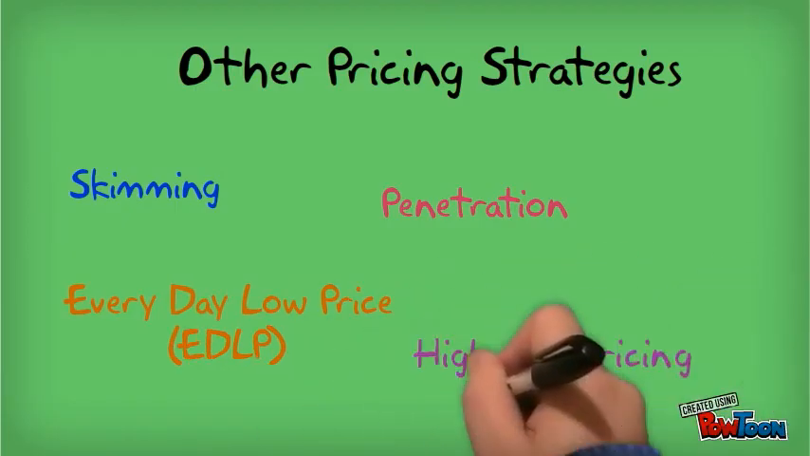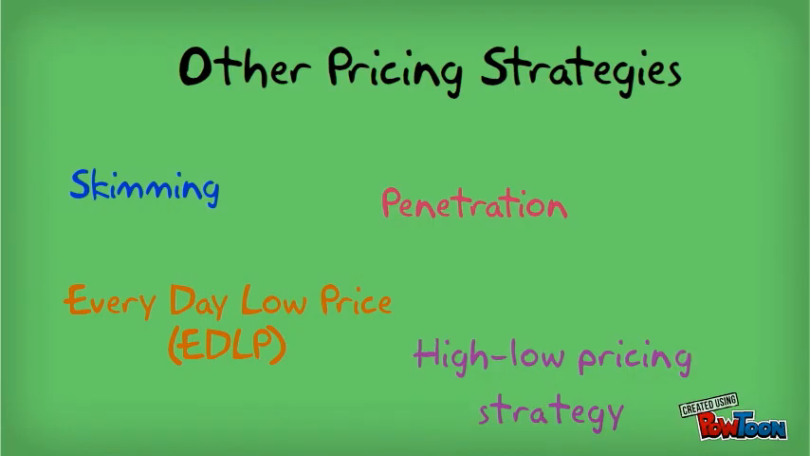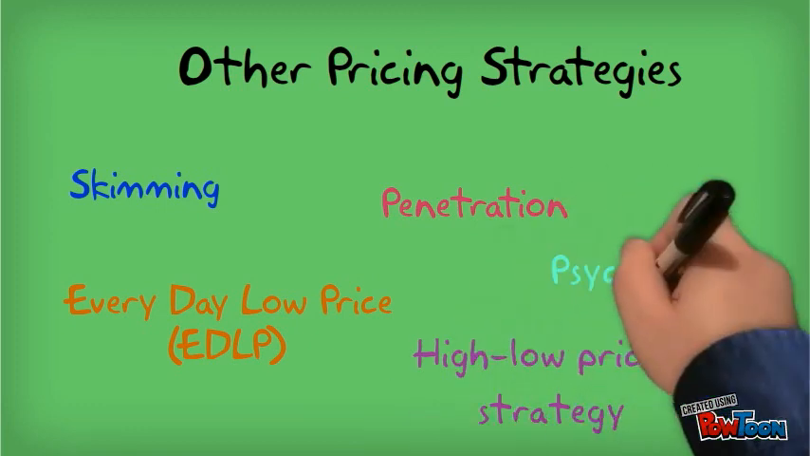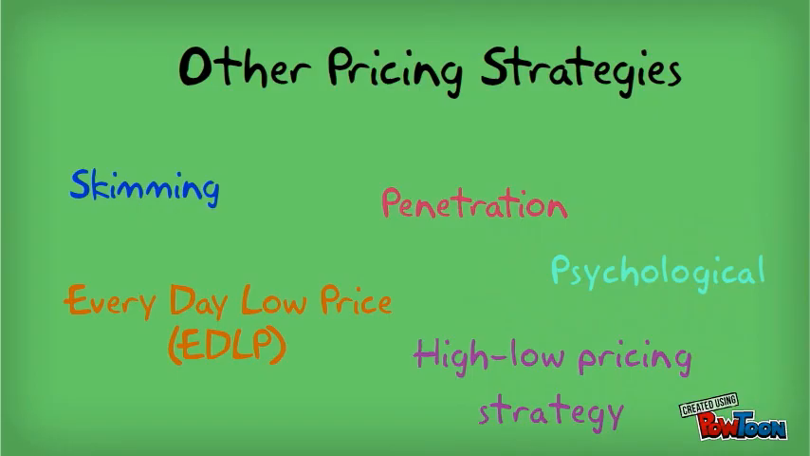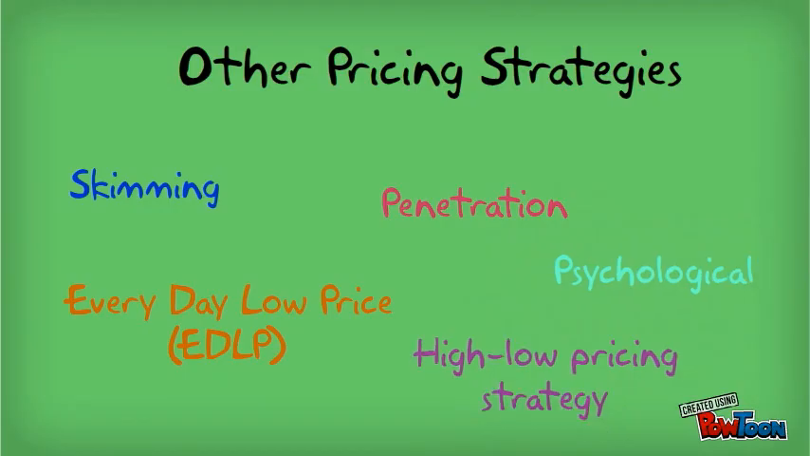Next, we have the high-low pricing strategy. And with this strategy, prices are generally higher than the everyday low price stores, but when they have a sale, the price can be quite a bit lower for that particular item. And lastly, we have psychological pricing, which is basically just setting price points that make the cost appear lower than it actually is, such as pricing some earbuds at $19.99 rather than $20.